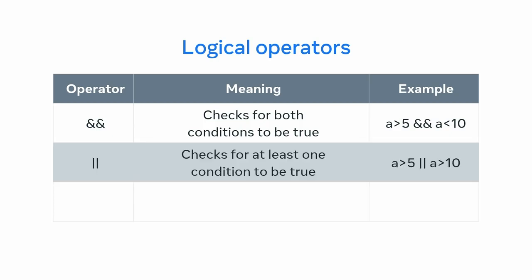Alternatively, there is the operator named OR, which checks for at least one of the statements to be true. For example, a is greater than 5 or a is greater than 10. Finally, you can use the logical operator NOT, which returns a false value if the result is true. Operators are used to control the flow of a program that meets certain criteria. Now let me demonstrate how to use JavaScript math and logical operators.